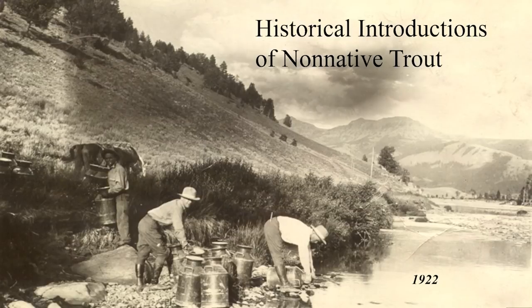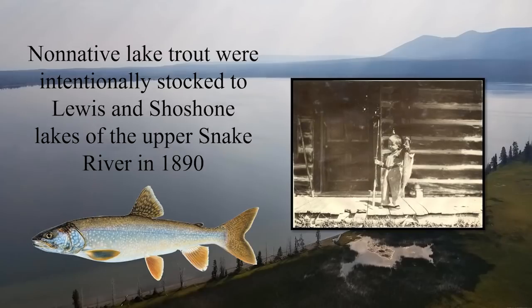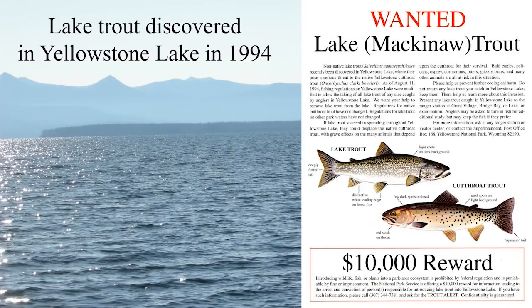The problem occurred when historical introductions of non-native trout came to Yellowstone in the early 1900s. One significant introduction of non-native fish occurred in 1890 when lake trout, which are native to the Great Lakes and portions of Canada, were introduced to Lewis and Shoshone lakes in the upper Snake River. Lake trout were then discovered in Yellowstone Lake in 1994 for the first time and thought to have been illegally introduced potentially by anglers who just wanted lake trout in the lake for fishing.